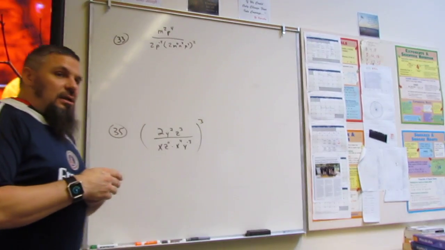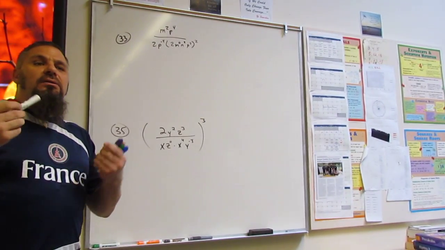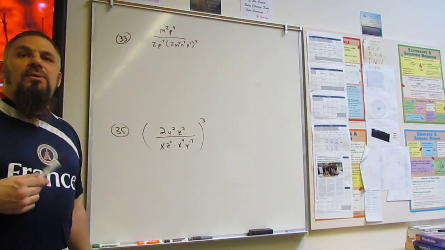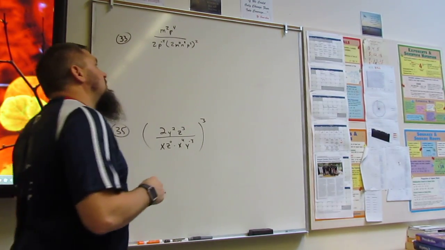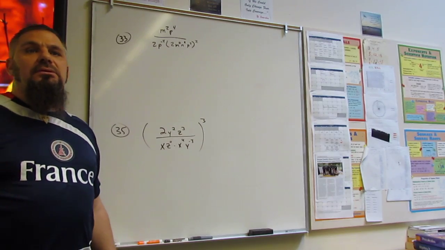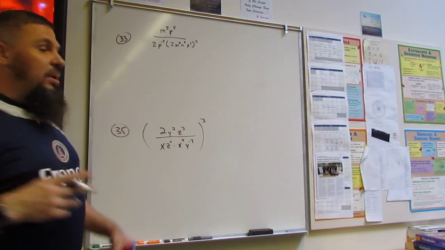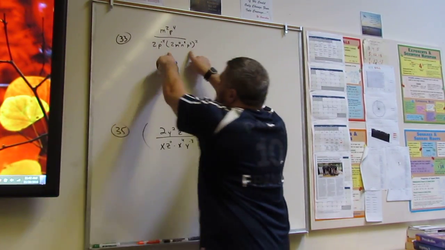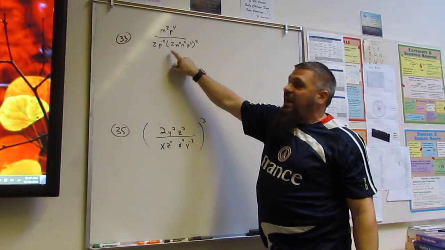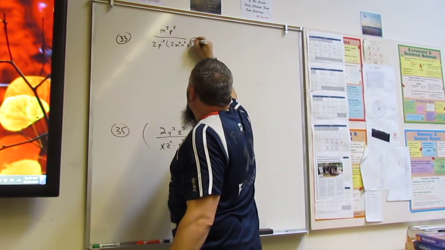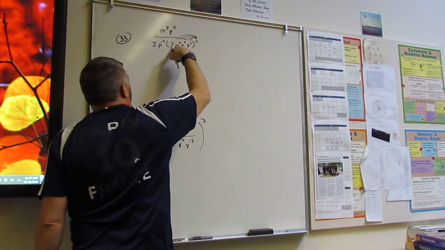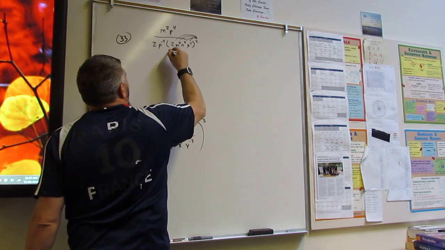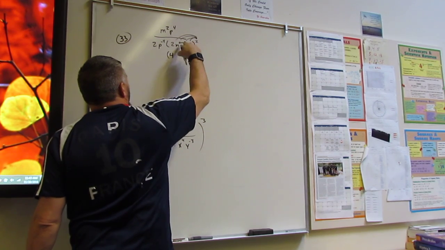All right. Now, what do we do when we divide? You have to subtract, right? But before we can do that, we need to do what's down here first. We have to do this so everybody in the parentheses gets the power. So what is 2 squared? 4.